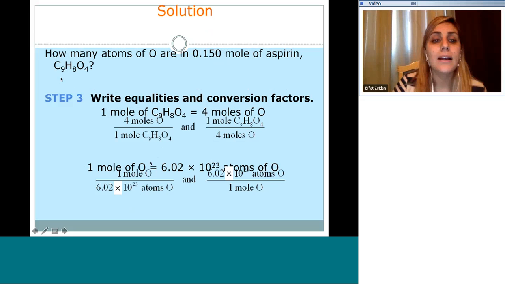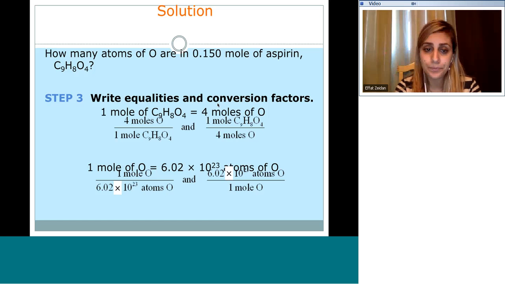So how many atoms are there? The first thing that we do is write the equalities that we need, and we will need to do it in 2 steps in this case, converting from moles of aspirin to moles of oxygen, then from moles of oxygen to atoms of oxygen. So 1 mole of aspirin has how many moles of oxygen? 4 moles of oxygen, from the subscript right here. So we write down our 2 conversion factors. Then 1 mole of oxygen has how many atoms of oxygen? 6.02 times 10 to the power 23 atoms of oxygen. We have 2 conversion factors.